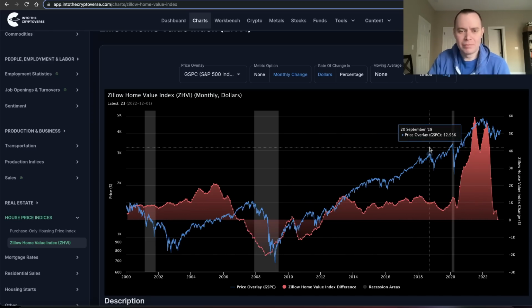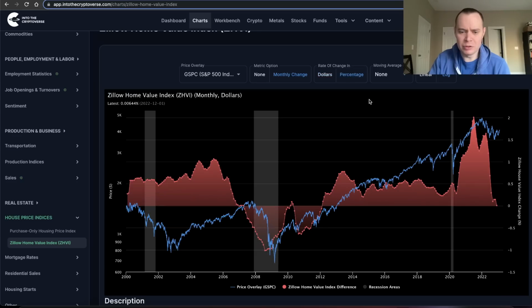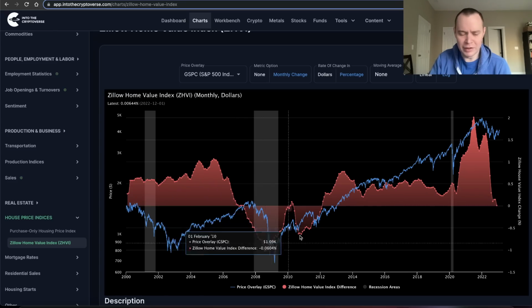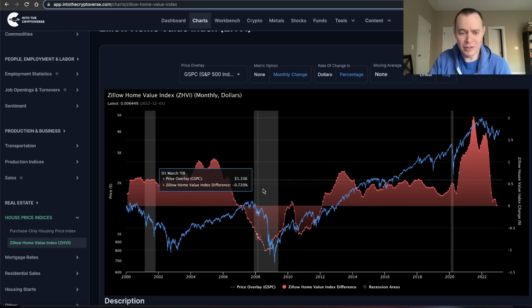Where are we today, right? I'm going to switch this over to a percentage so we can sort of normalize it a little bit better. Right now, this percentage change on a monthly basis is right around zero. Okay? Right around zero. Back over here, we also fell below zero. We also fell below zero over here as well.